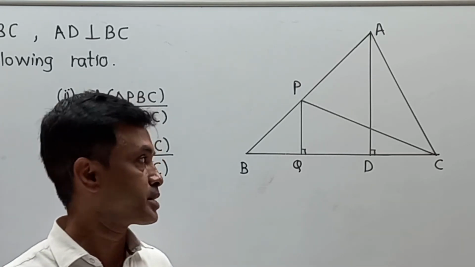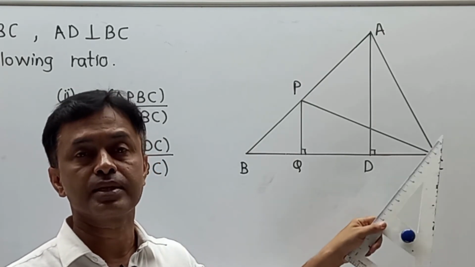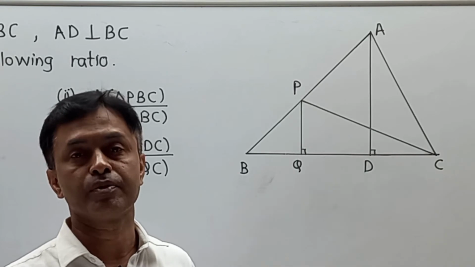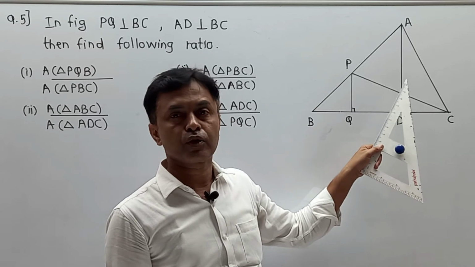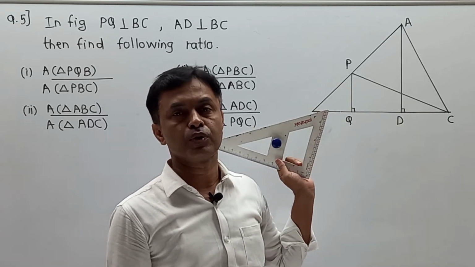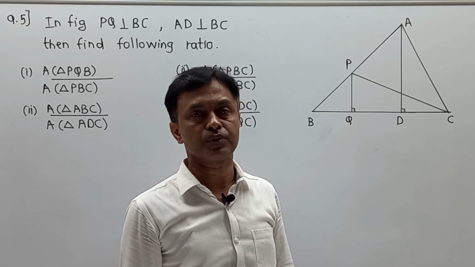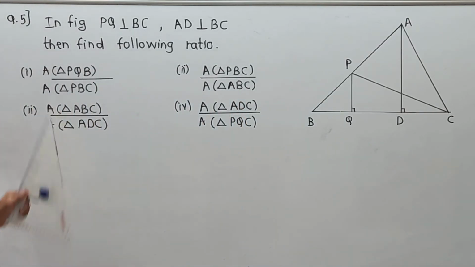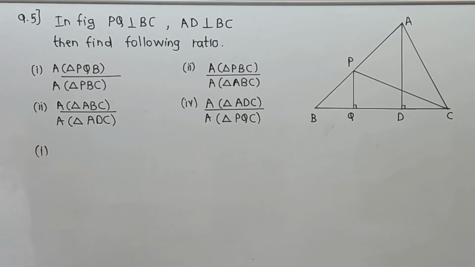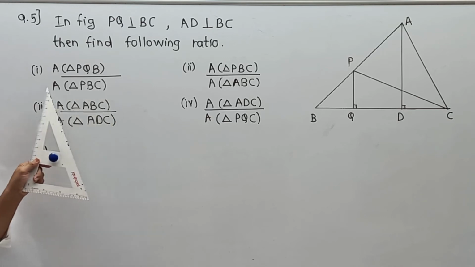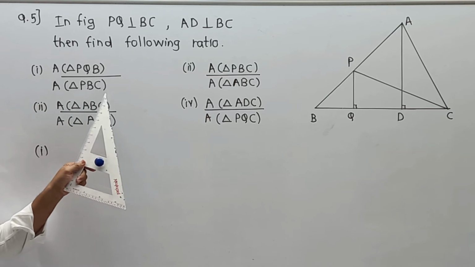In a few numericals, the base may be the same and the height different. In some numericals, the height will be the same and the base different, and according to that we have to understand the part. Now, according to the observation of this diagram, we are going to solve one by one, giving a proper reason and explanation for each question. Here the first part is the area of triangle PQB upon area of triangle PBC.